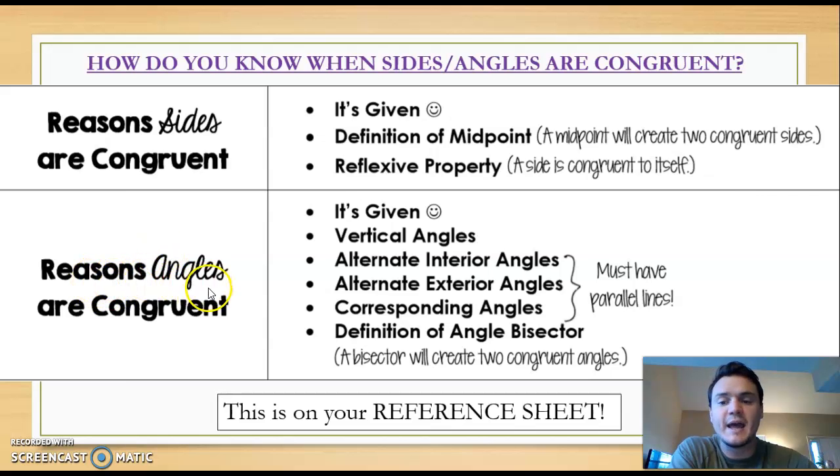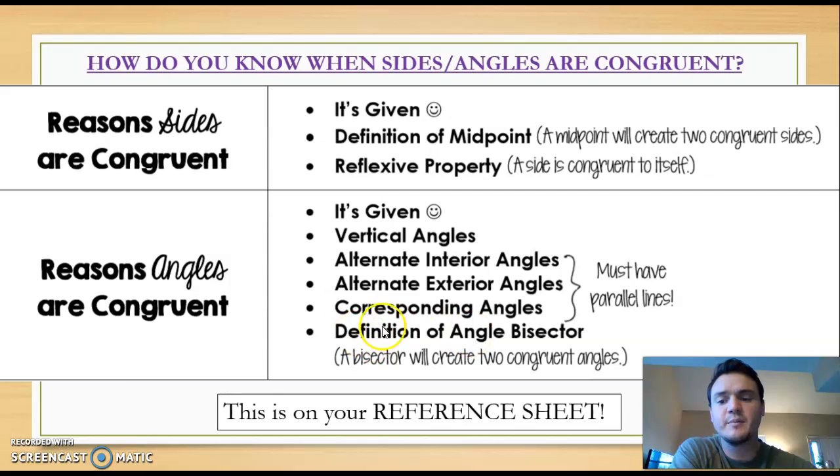And then the reasons why angles can be congruent: it's given. So if it's marked congruent on the diagram, they mark it with a little arc mark, or they deliberately tell you that angle whatever is congruent to angle whatever. So that's how you know those angles are congruent. You can also have congruent angles with all of these angle pairs that we've talked about in the past: vertical angles, alternate interior, alternate exterior, corresponding. And for these ones, you must have parallel lines to do that.